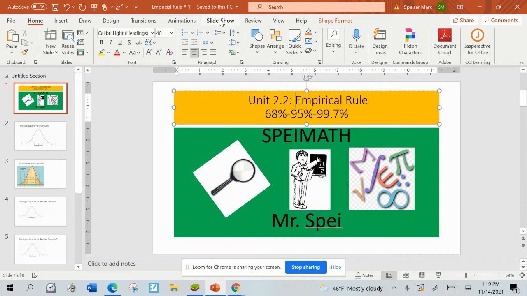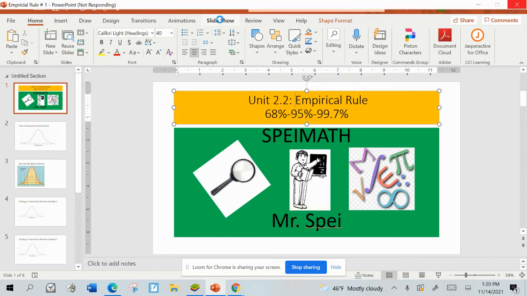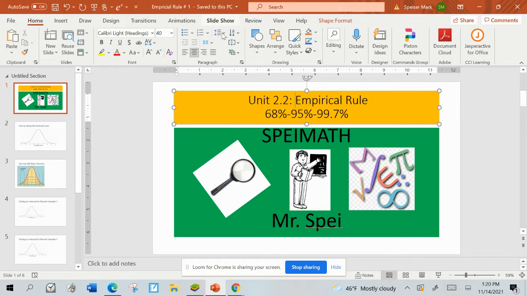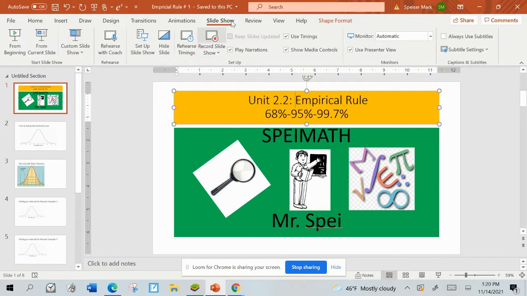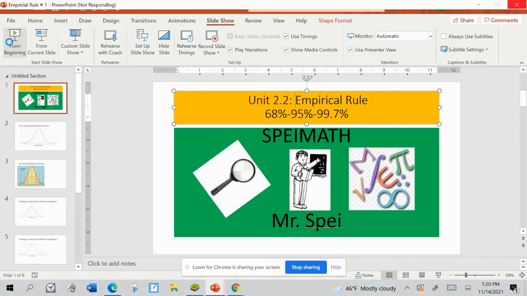Okay, so you use this rule to build the normal curve and to find preset proportions in between each set of standard deviations. The standard deviations are 1, 2, and 3 standard deviations. So let's begin.